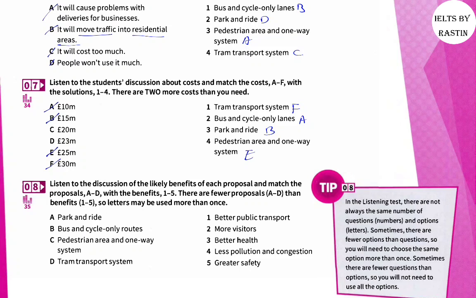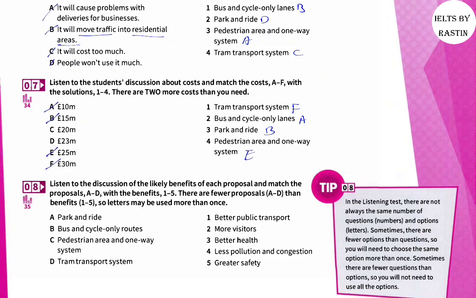تیپ A تو میخونم. In the listening test there are not always the same number of questions, numbers and options letters. مثل question 7 داره میگه همیشه قرار نیستش که اگر ما 4 تا گزینه داریم 4 تا آپشن بدیم برای مچینگ. امکان داره 2 تا بیشتر، 3 تا بیشتر، یکی بیشتر وجود داشته باشه.